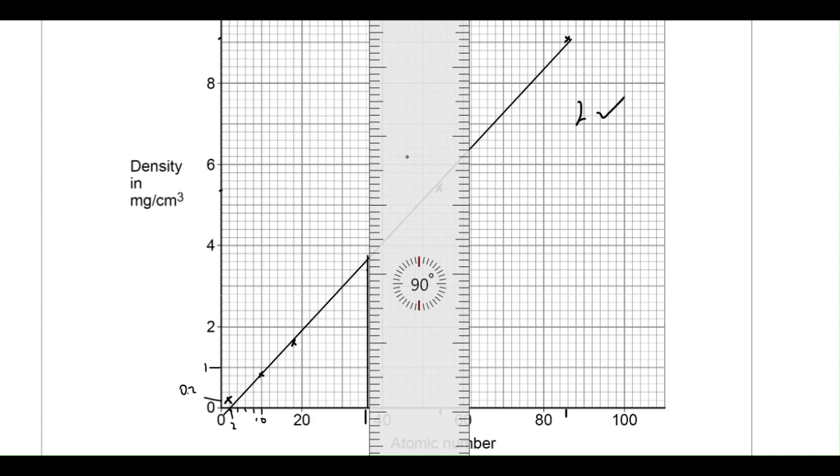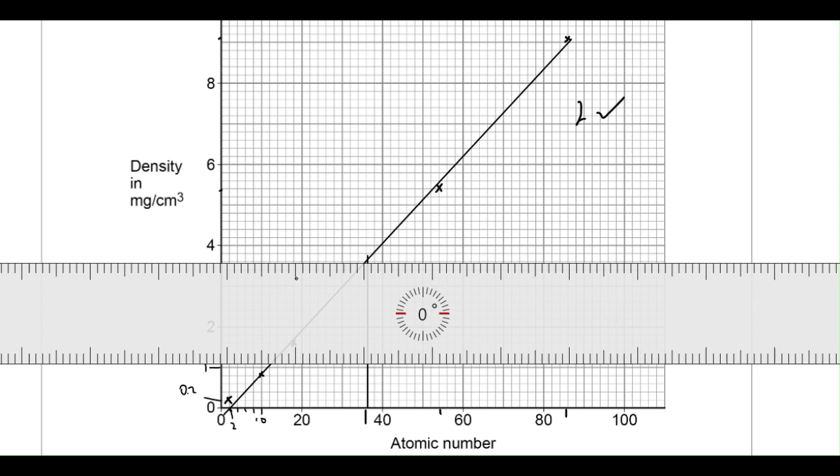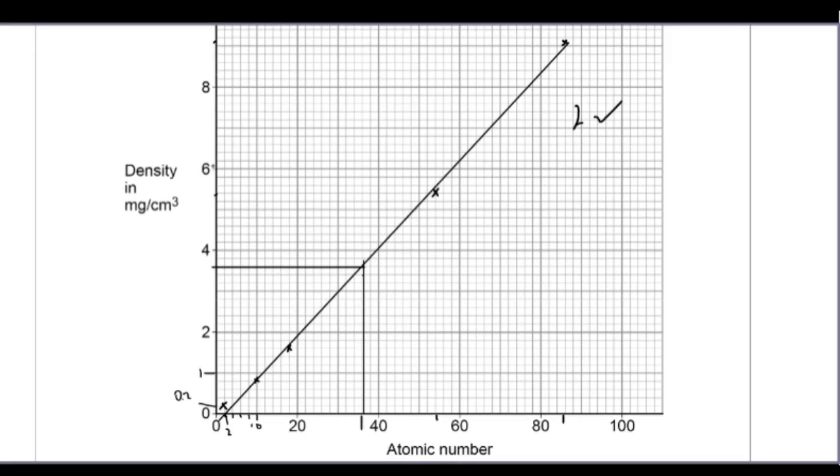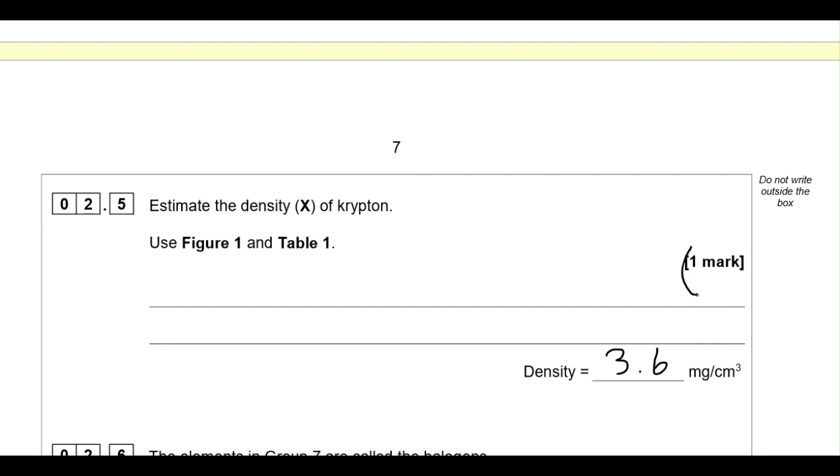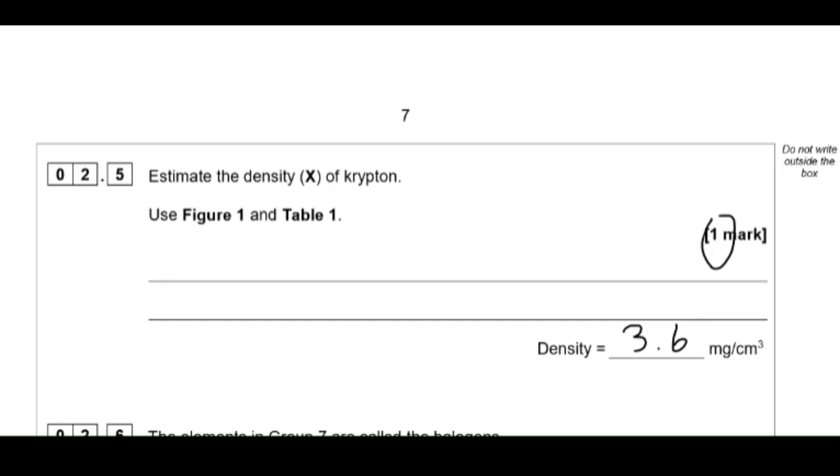So we've gone across to 36, we're drawing a line up to touch the actual graph line, and then we draw a horizontal line with our ruler across over to the vertical, and we can see that that comes to 3.6 milligrams per centimetre cubed. So to claim our 1 mark for this question, we write 3.6. You could write 'see graph' for working out if you wanted to, but as long as you've got that answer, 3.6, 1 mark.